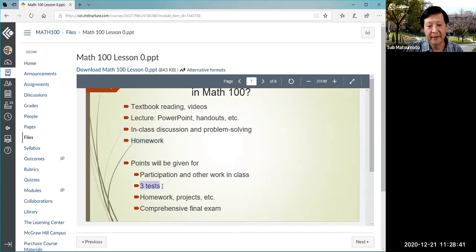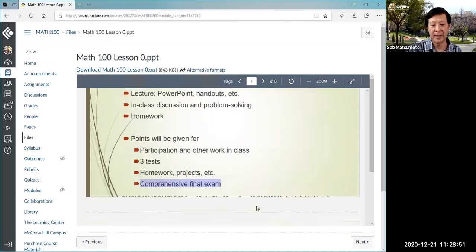And then we'll have 3 tests. And of course, you have your homework for each chapter. And then you have a course project. And then finally, you have a comprehensive final exam.